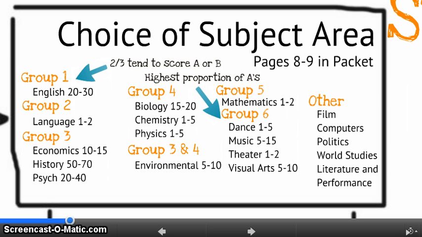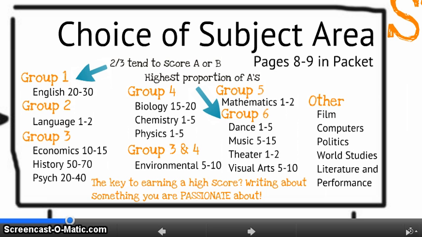Now, is this because these topics are easier? No, I don't think so. I think the reality is that the key to earning a high score is writing about something you're passionate about, and a student who's choosing dance, music, theater, visual arts tends to be very passionate about that subject, and so they tend to score higher. So when you're considering which subject area to do, think about not just what's going to increase your test scores, although that helps too, but what you're really interested in, and pick that area, because that's where you're going to get the highest score.